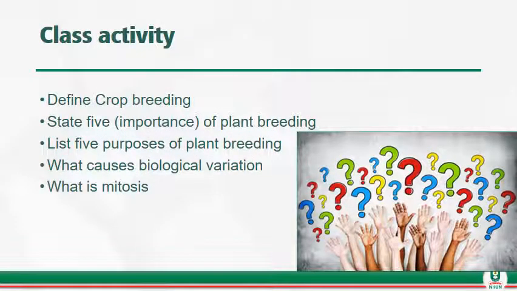Now, having talked about that, we have learned what crop breeding is, the importance, and what causes biological variation and mitosis also. So I have a class activity for you. I want you to define crop breeding, and I want you to state 5 importance of plant breeding. Also, you list 5 purposes of plant breeding.